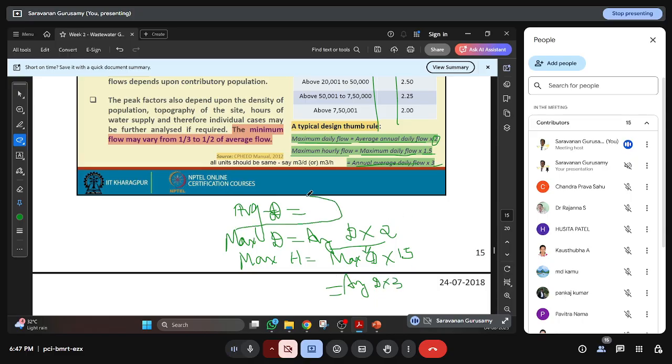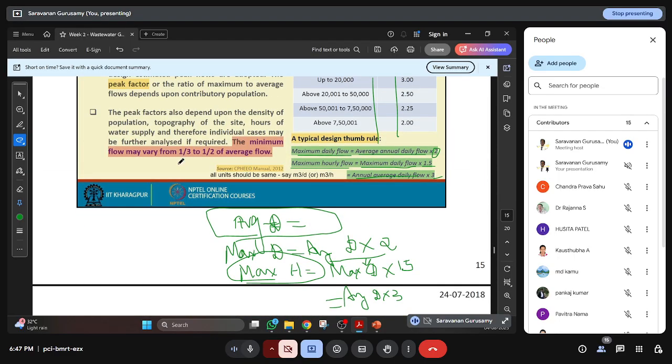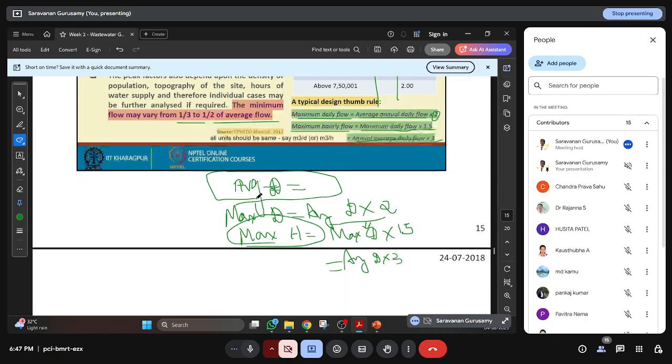So I only know the average daily value. The receiver should be designed for maximum hourly. That's what I am going to say. And minimum value is 1 by 3 or 1 by 2 of average flow. That's what we are going to decide.